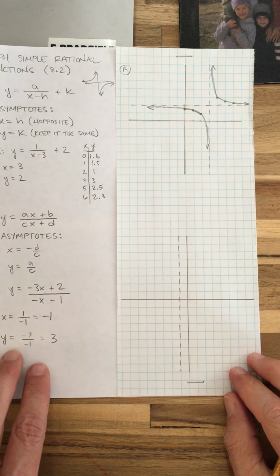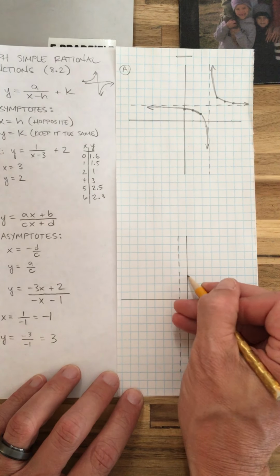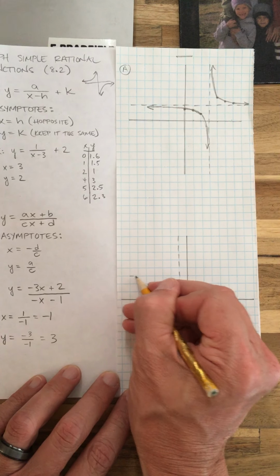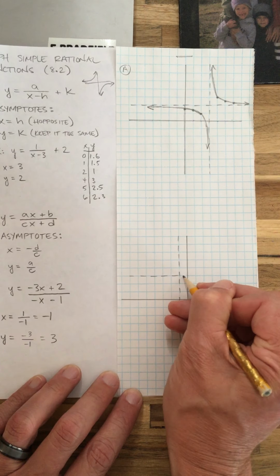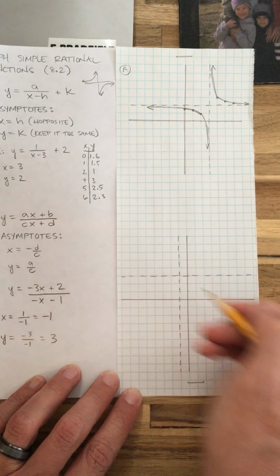All right, and then my horizontal asymptote is y equals 3. So count up 1, 2, 3 in the y direction. And there it is. There's my horizontal asymptote.